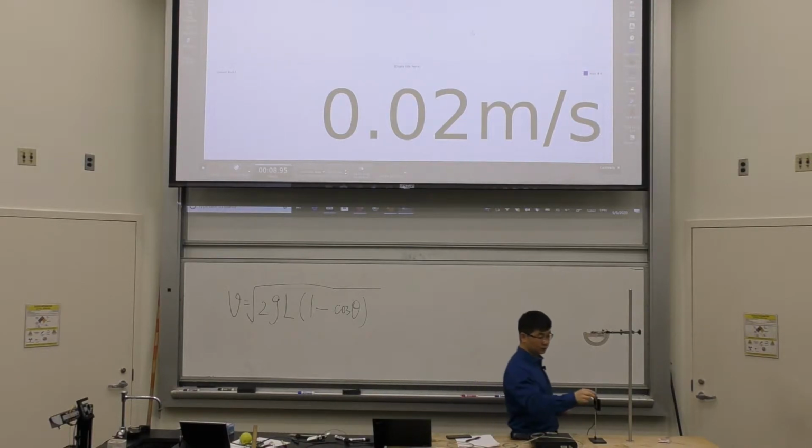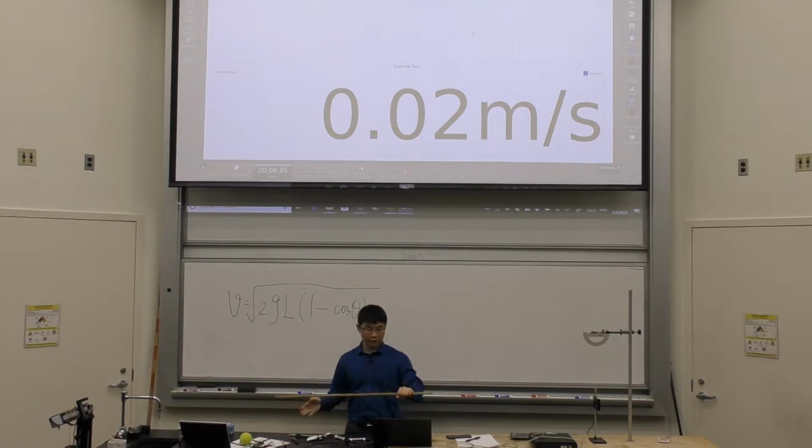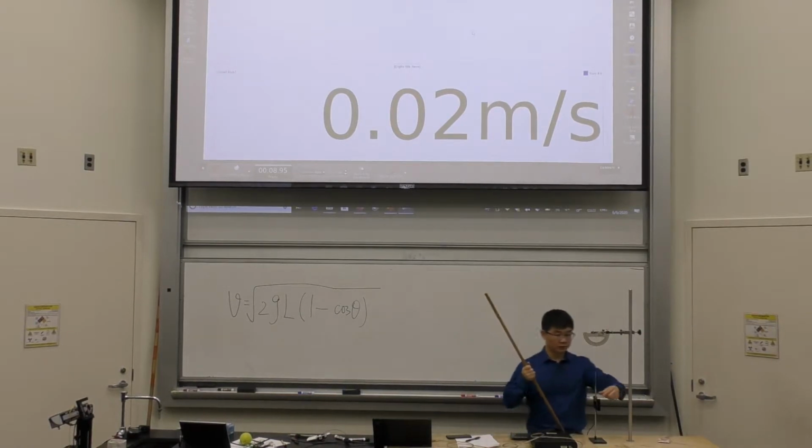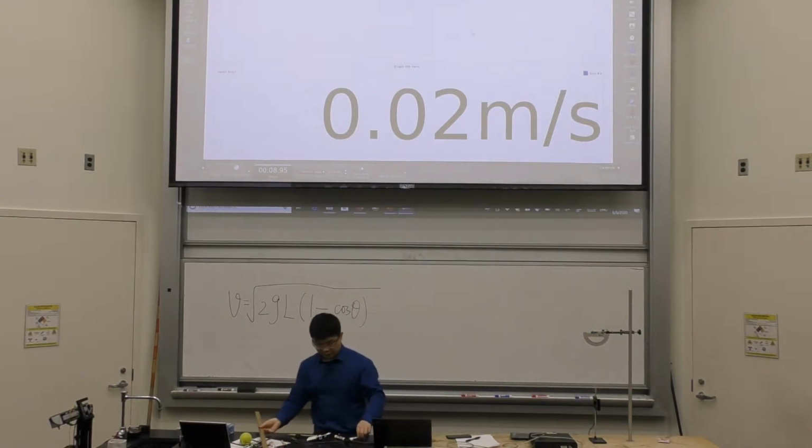So I do have a pendulum set up here. I have a photo gate at the lowest point to measure its speed, so we can compare this experimental value with our expression. First of all, let's measure the length of the string. This is the string. I'm going to measure the length from the center of mass to, so that's 38 centimeters.